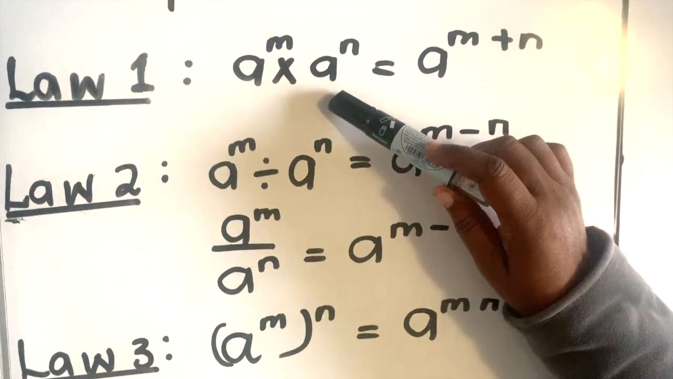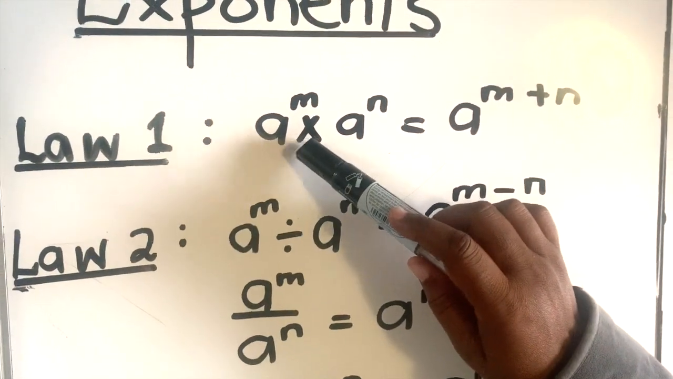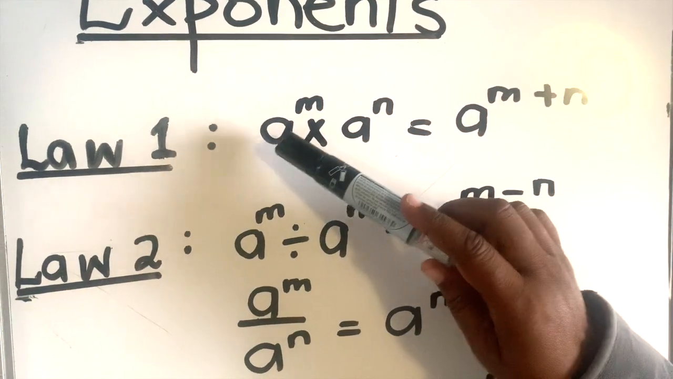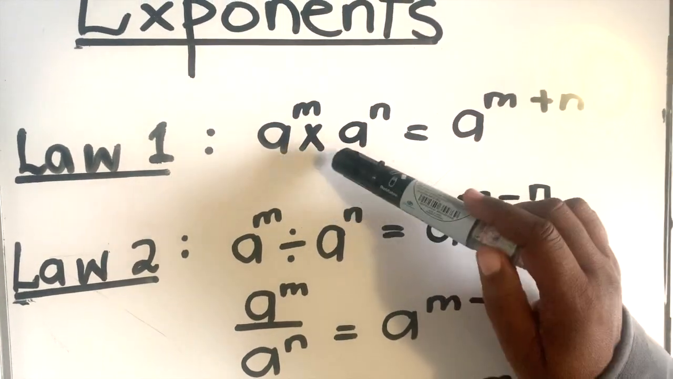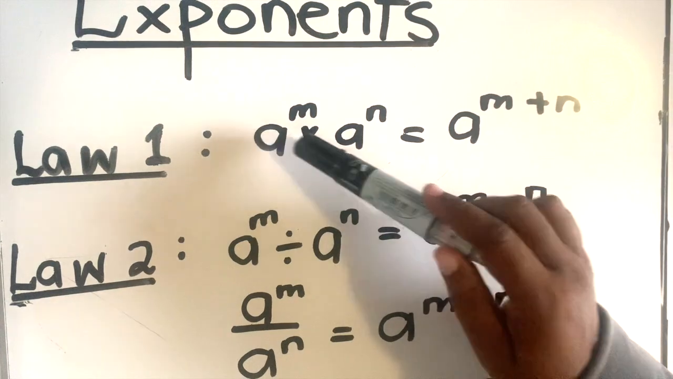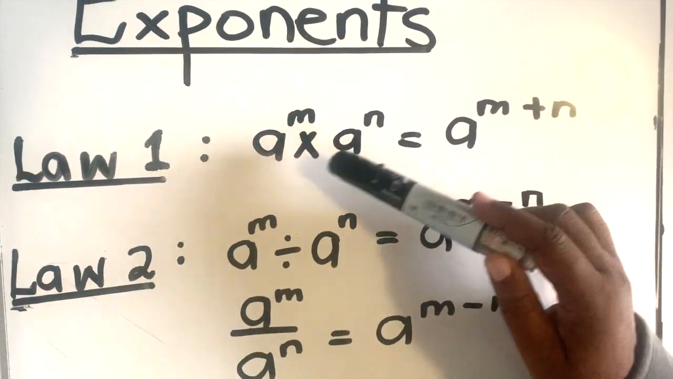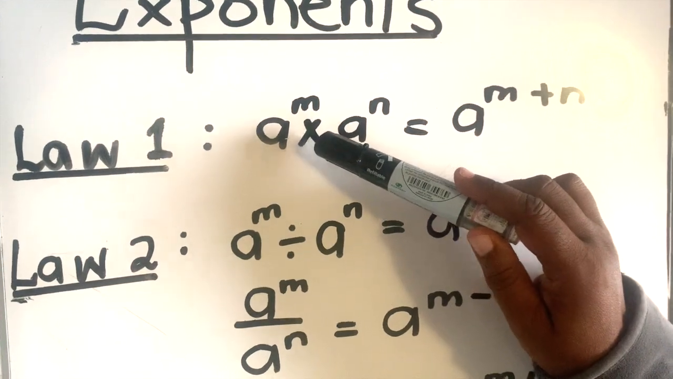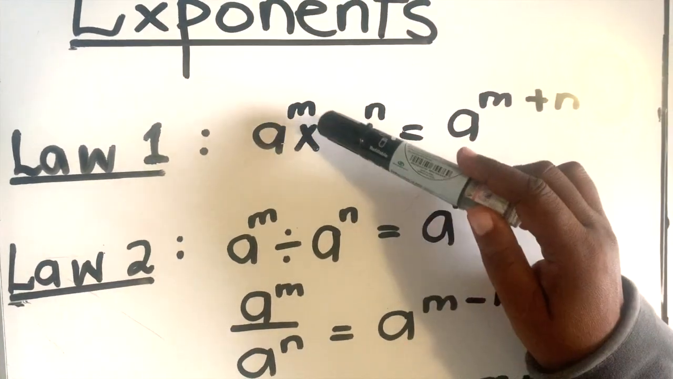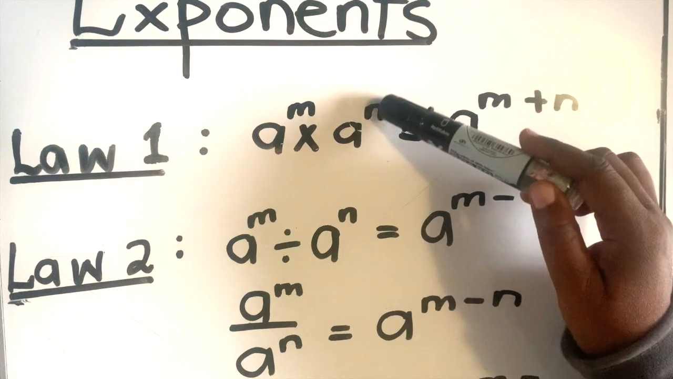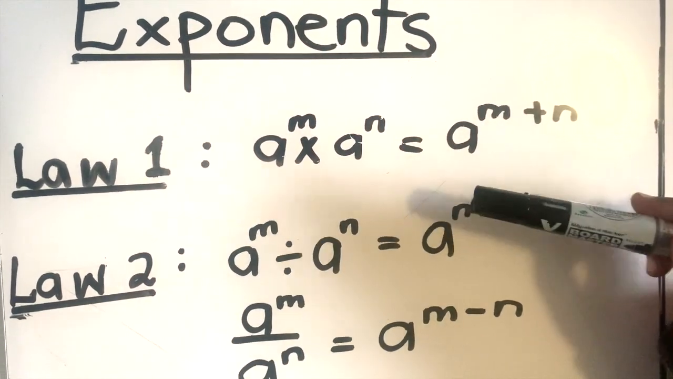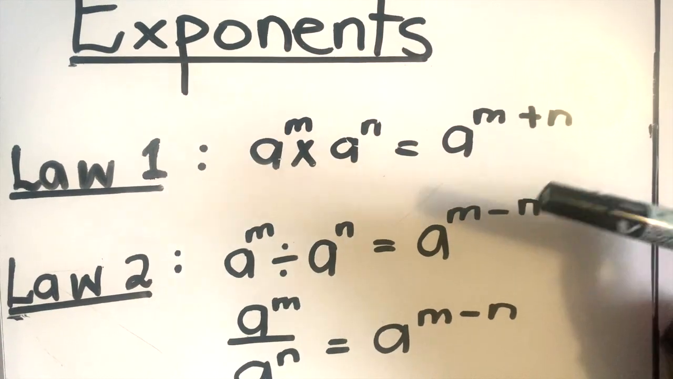So law 1 says, when you multiply two exponents, one thing, the bases must be the same. When you look at this one, the base is A, and this one, the base is A. So the bases are the same. The second thing, you are multiplying. So you are multiplying and the bases are the same. What happens to the exponent? You add the exponents. So this is the first law. You multiply, the bases are the same, you add the exponents.